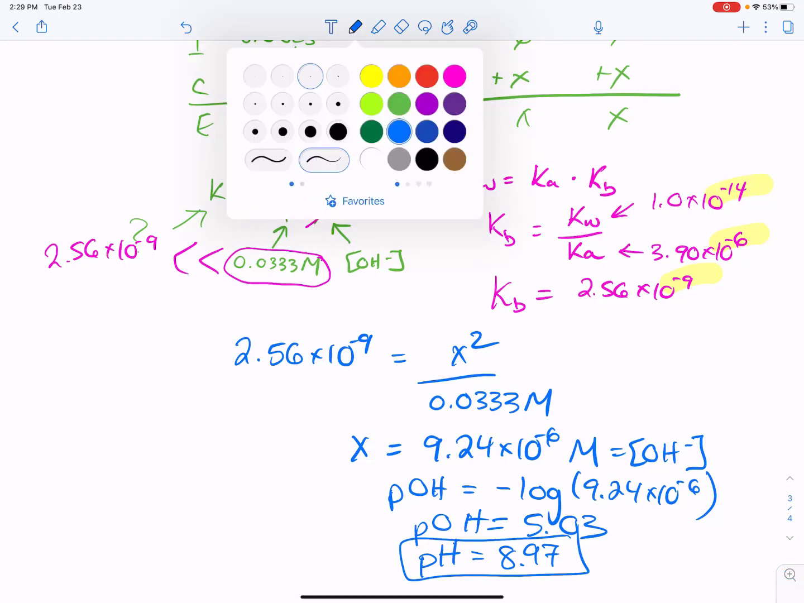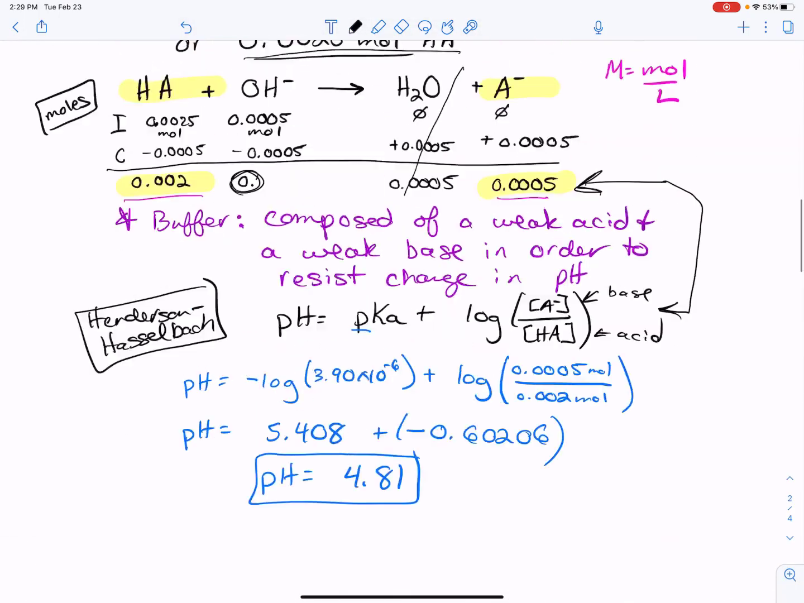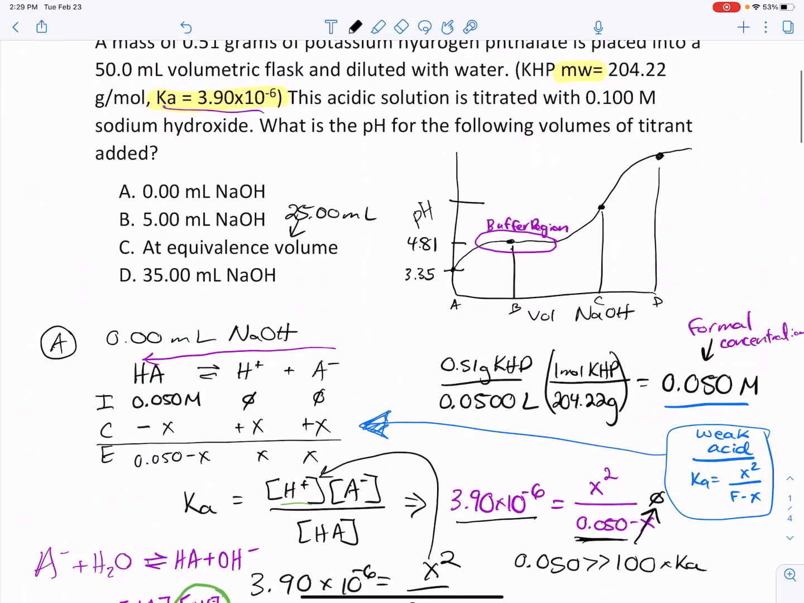Let's go back up to our graph at the top, and let's place 8.97 on our graph. Notice 8.97 is above 4.81, which is what we would expect. But the important thing here, remember, is what we had figured out before: at equivalence point, the moles of our acid equals the moles of our base. This is very important. All right, now let's do the last one.